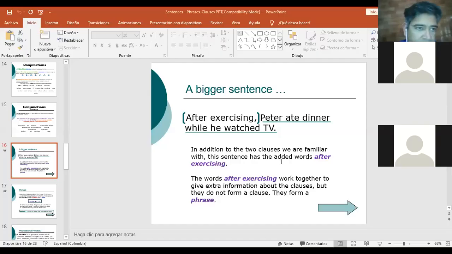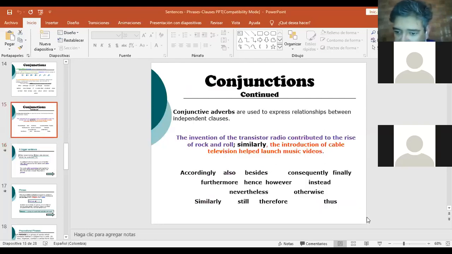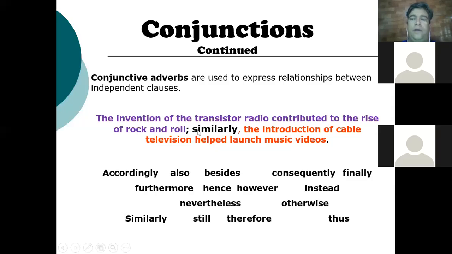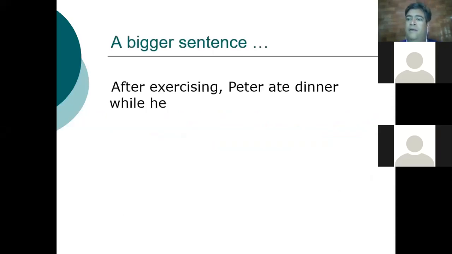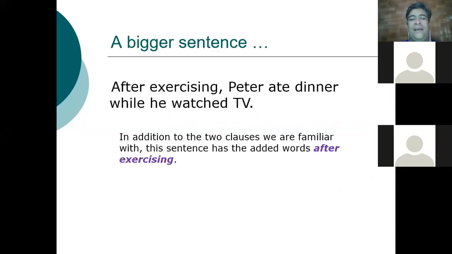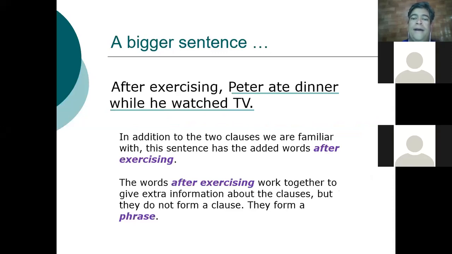Okay, so we were here in this part. So, here we move. A bigger sentence. Aquí es, Oriana, pay attention. Okay, after exercising, Peter ate dinner while he watched TV. So, we have Peter ate dinner, and we have another. In addition to the two clauses, for example, Peter ate dinner while he watched TV, que Peter ate dinner es la cláusula independiente and while he watched TV es la dependiente.